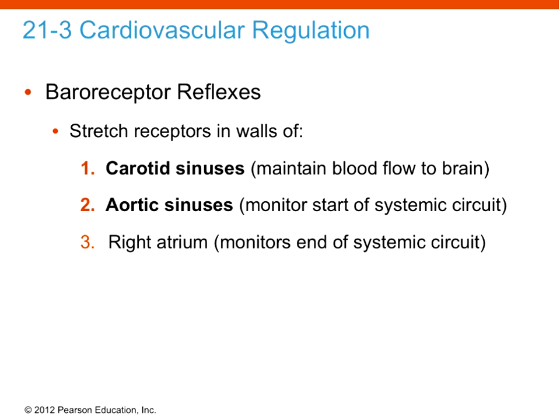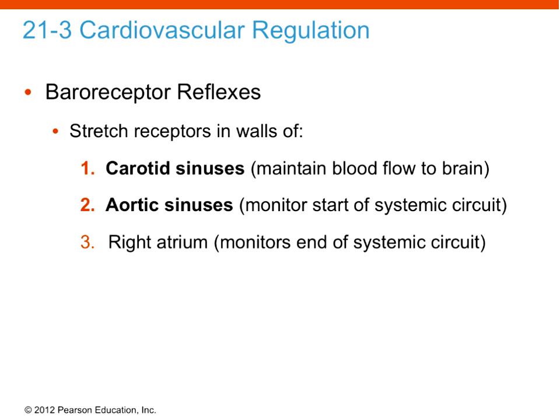You also have different types of pressure receptors that can affect vasomotor control, the cardiodynamics, blood vessel dynamics. The carotid sinuses are going to maintain blood flow to the brain, and the aortic sinuses are going to monitor the start of the systemic circuit, and the right atrium is going to monitor the end of the systemic circuit.